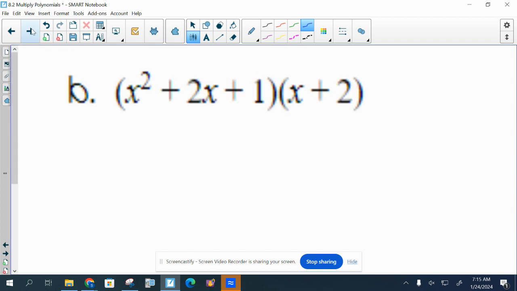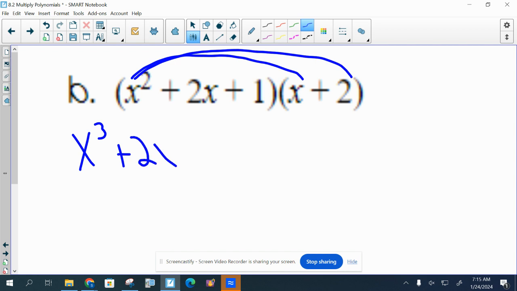Okay, for B, same thing, but we're going to have to do it 6 times, where the other one we only did it 4 times. So 2x squared times x, and then x squared times 2. So that would be x to the third plus 2x squared. I'm going to use different colors.